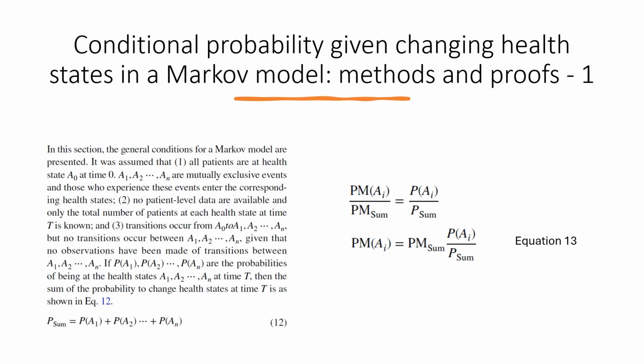We can convert p sum into the transition probability of any change of health state at a desired Markov cycle length, pm sum. We can then express the transition probability of event I at the defined cycle length from the conditional probability method in a general form, equation 13.